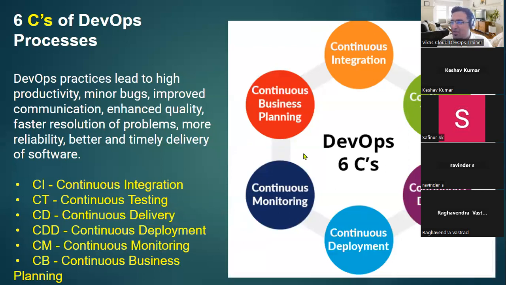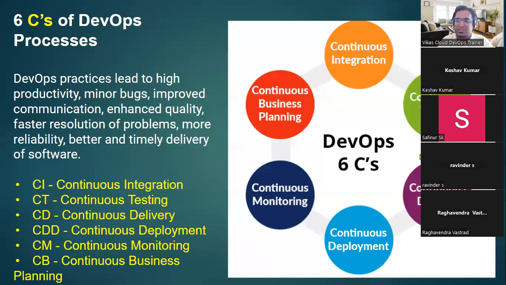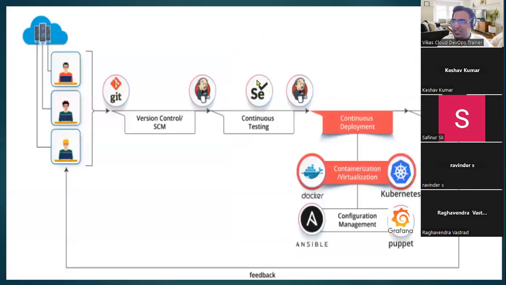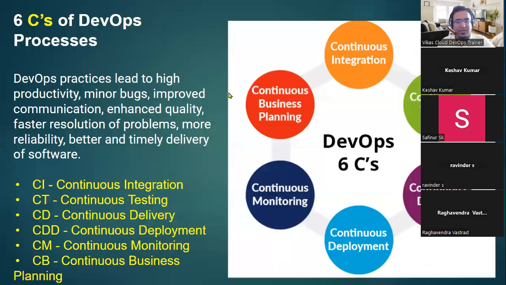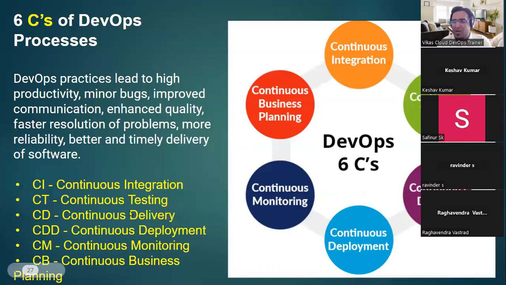What exactly it is? If everything is connected with each other, that is called continuous integration. If testing is happening automatically, now I don't need a tester, I don't need a DevOps engineer, I don't need a developer. Testing is happening automatically with the help of Jenkins and Selenium. So that is called continuous testing. If testing happens and it's all good, why wait? Jenkins will deploy into the environment as well. That is called continuous delivery.